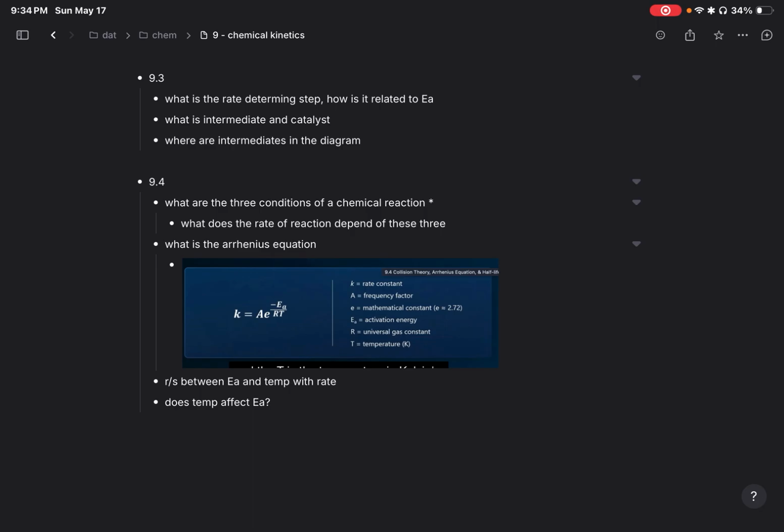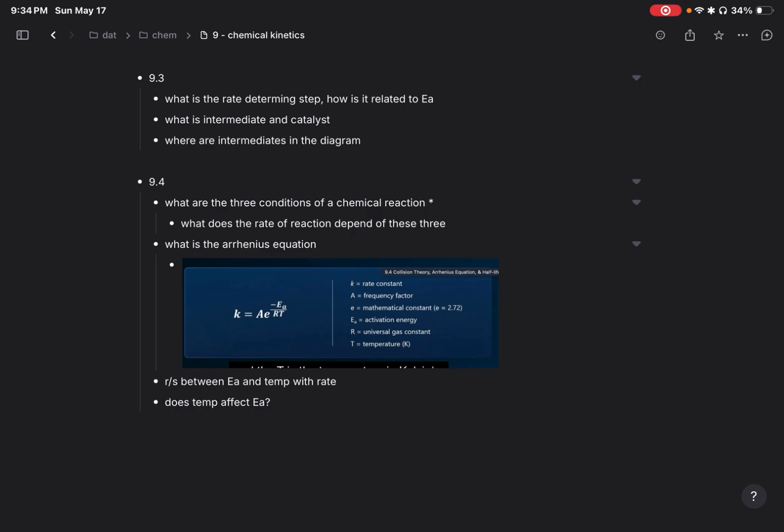What is the Arrhenius equation? Well, I'm trying not to look at it. My eyes are closed. K is equal to A, which is the frequency of collision, I believe, multiplied by e, which is the natural log base, to the power of negative EA over RT. What is A? Frequency factor, frequency of collisions, probably. A relationship between EA and temperature with rate.